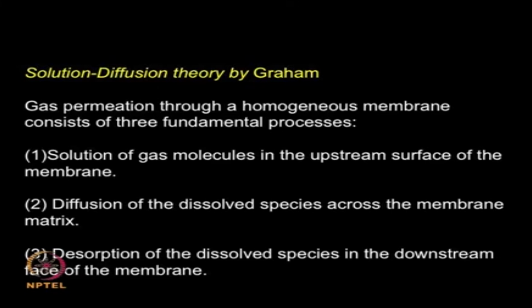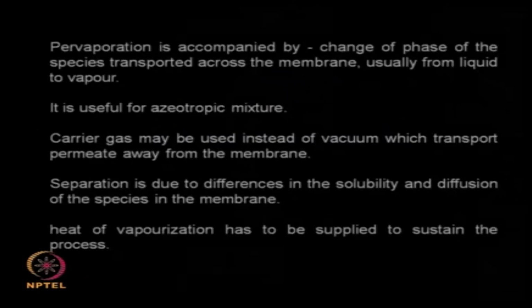So it will be a desorption of the dissolved species as a vapor, and then in the condenser this vapor is condensed into liquid. So these 3 things are happening: the gas molecules going into solution in the membrane, diffusion of the gas molecules through the membrane, and finally the desorption of this dissolved species back into the vapor phase. All these parameters affect this pervaporation process, and that is what Graham has proposed, and that is why he calls it solution diffusion theory.